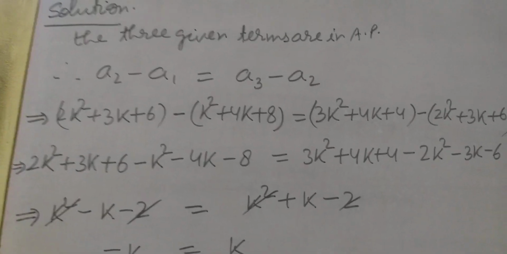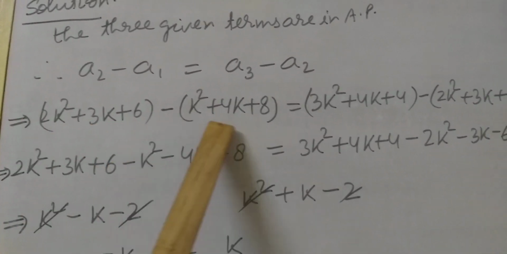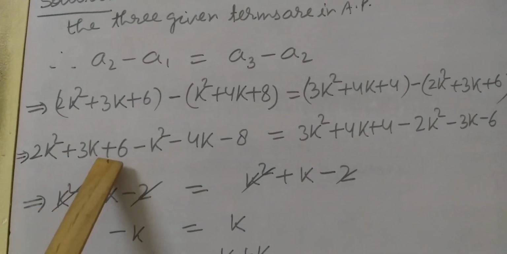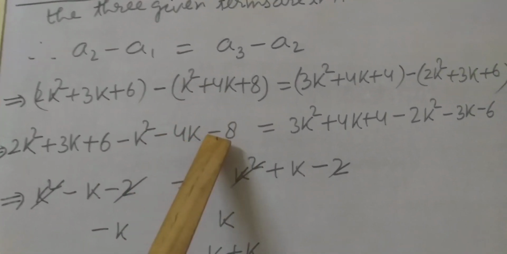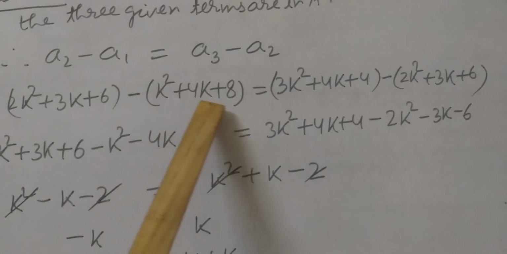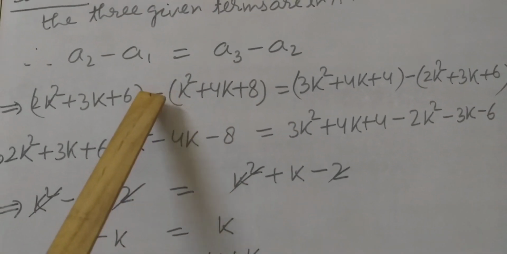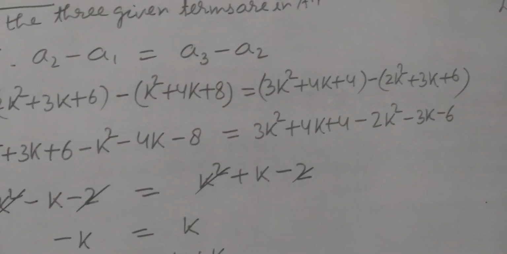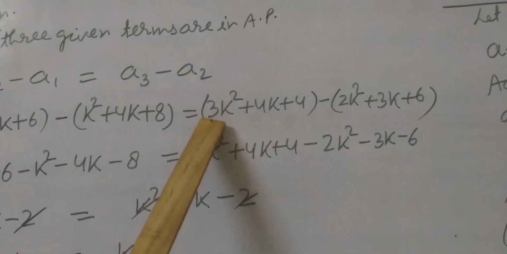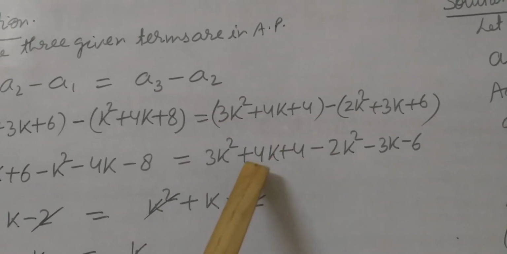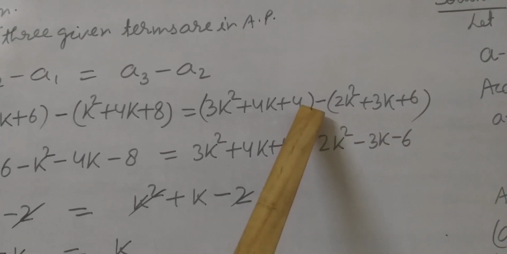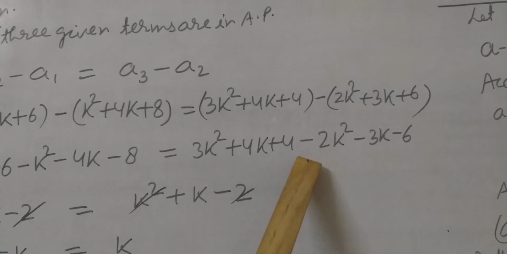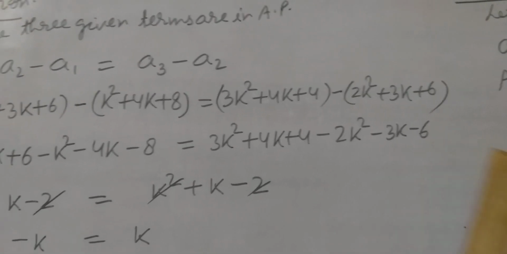Let us solve, student. Open the bracket. 2k square plus 3k plus 6 minus k square minus 4k minus 8. The sign will be changed of the second bracket because outside is minus, student. Similarly, this side, students, 3k square plus 4k plus 4 as it is, and the second bracket sign will be changed because outside is minus. Minus 2k square minus 3k minus 6.